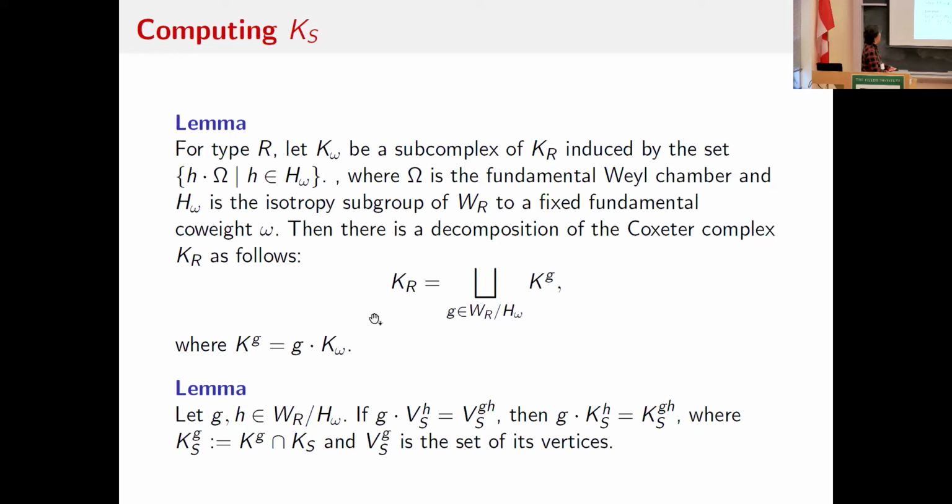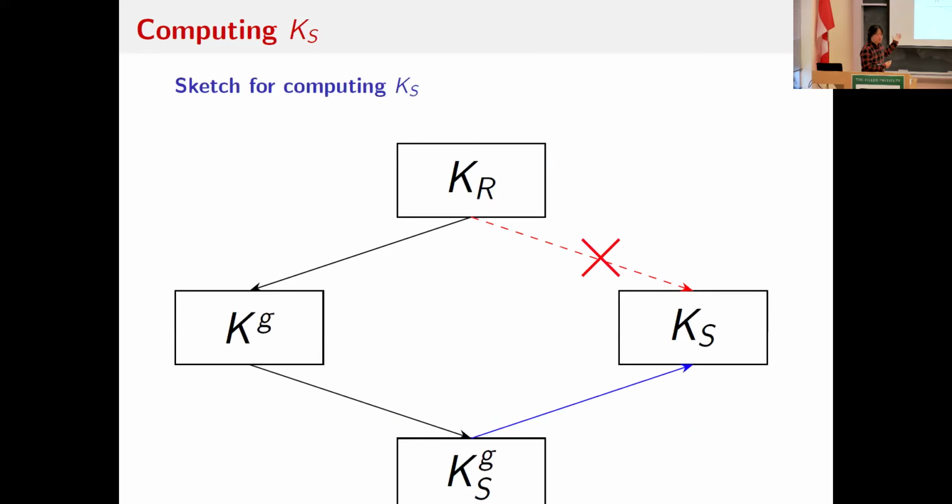And the next lemma says that we don't need to compare the whole of these Kgs, not the total whole simplicial complex, but only the vertex. Yeah, we only need to compare the set of vertices. So this is the sketch for computing KS.